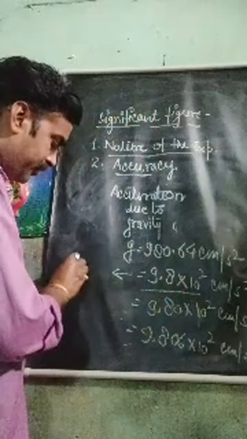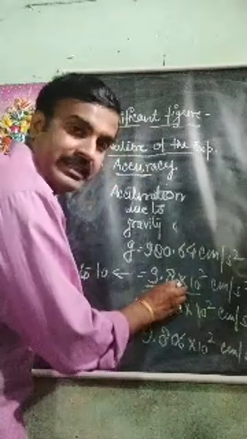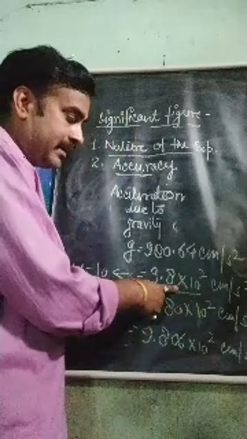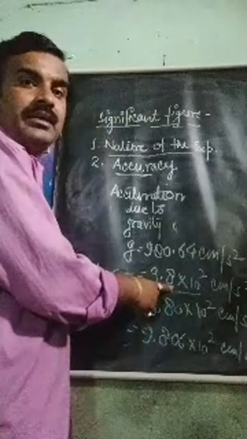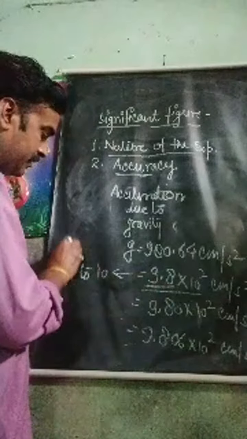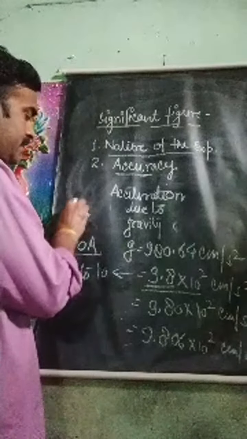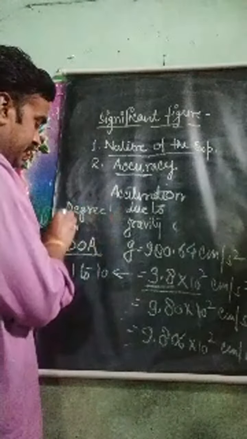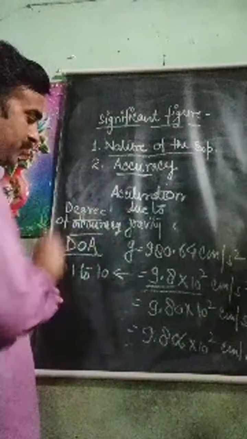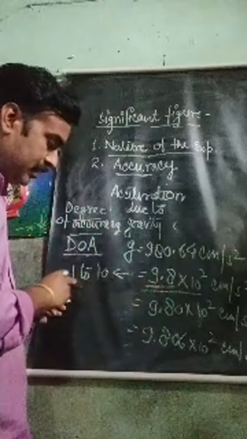In the first one, the degree of accuracy is between 1 to 10. The degree of accuracy depends upon this number: up to what decimal point you have written the number. I have written 9.8, that means up to one decimal point, so the degree of accuracy will lie between 1 to 10. This is called the degree of accuracy.